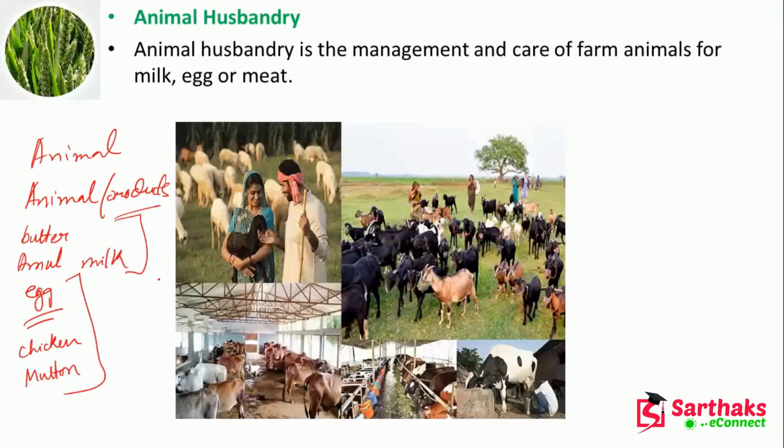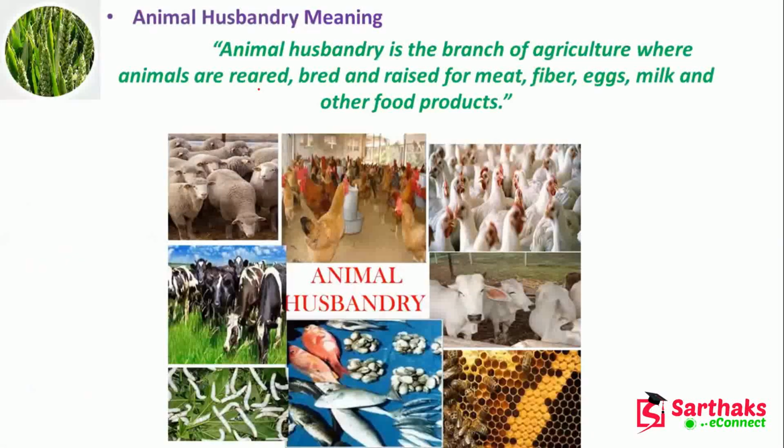So how can you get this? Because we are a heavy population, so everyone should get it. Now animal husbandry is the management and care of farm animals for milk, egg and meat. So animal husbandry is the management, and they will take care of the farm animals. Animal husbandry is the branch of agriculture where animals are reared, bred, and raised for meat, fiber, eggs, milk, and other food products.